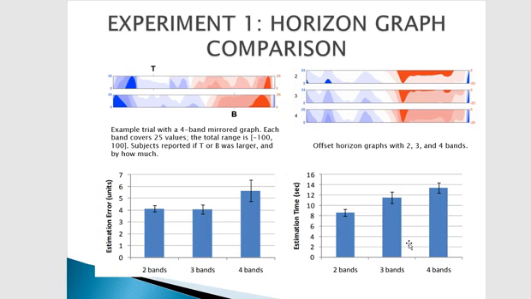They conducted an experiment, horizon graph comparison. They did this experiment to find how the choice of mirror or offset horizon graph affects estimation and accuracy, and to find how the number of bands in an offset horizon graph affects estimation and accuracy.